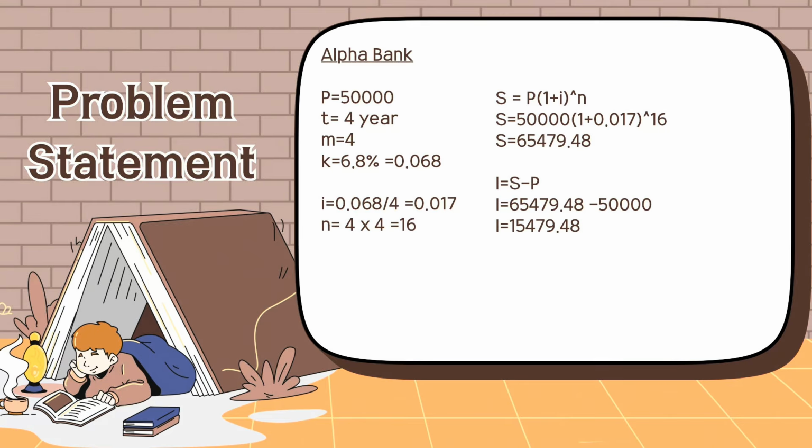The formula is I equal to S minus P. Then I equal to 65,479.48 minus 50,000. Then the answer is 15,479.48.